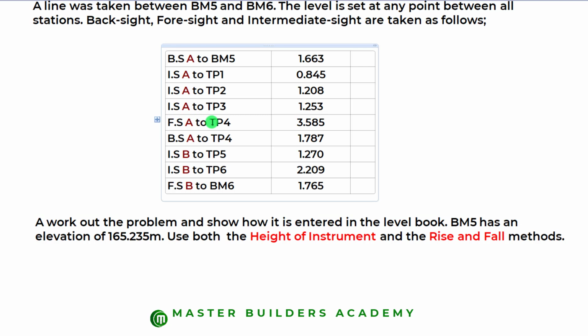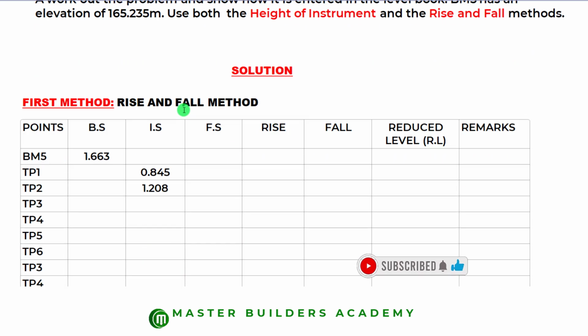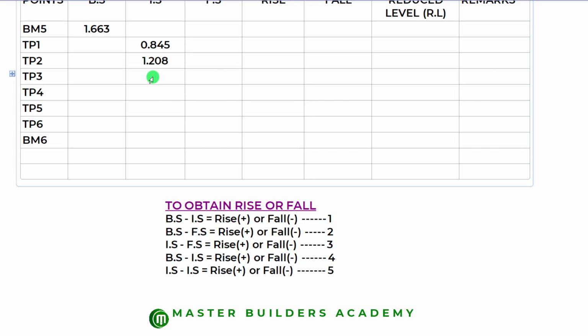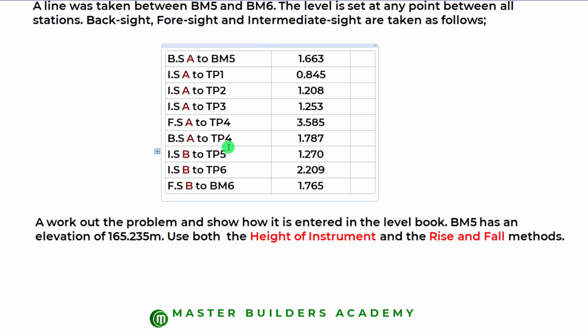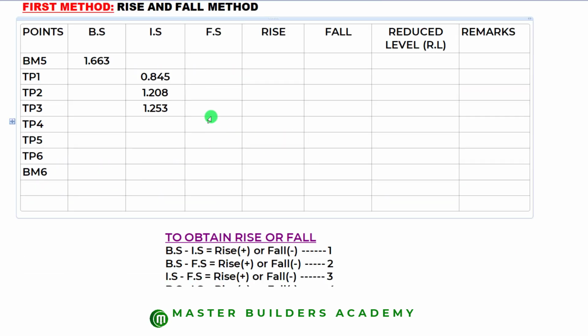We go up again to TP3, which is 1.253. We get the value copied. Again, this is also under intersite for TP3. We come to the table and then place it under intersite. If we move down to TP4, we have 3.585. This is the first value that we have, and this value is under Foresight. As you can see, the first TP4 is under Foresight. So we come to the table, Foresight for TP4, we place the value here.